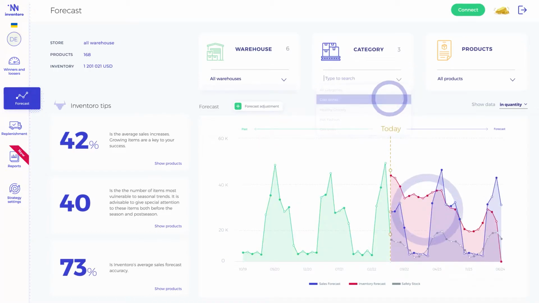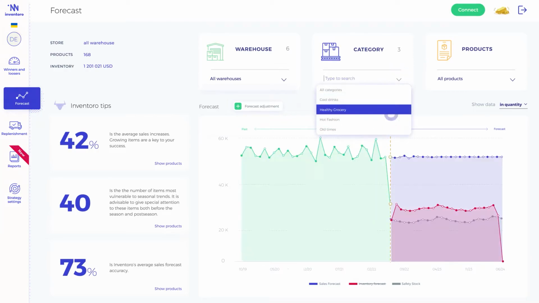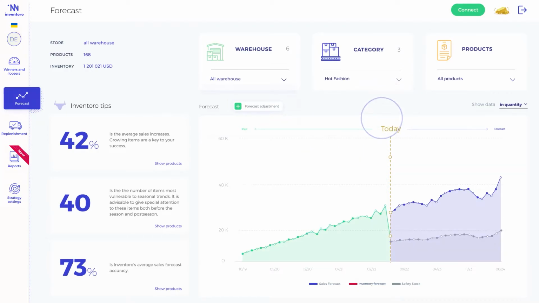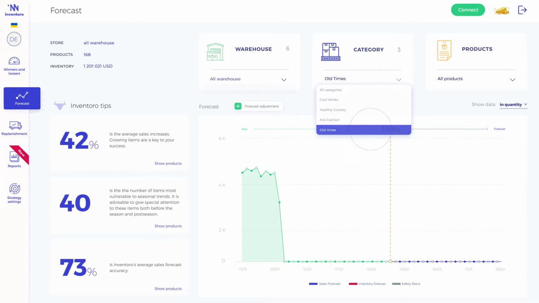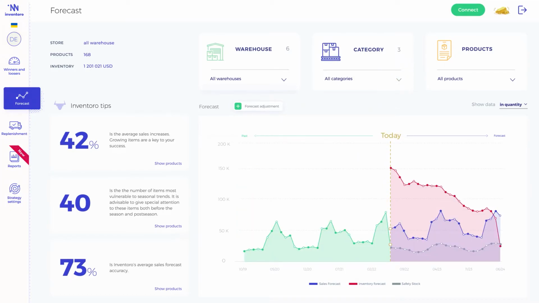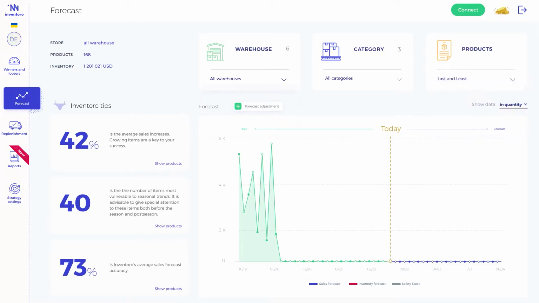Category filter. Here, you can see sales forecast on product category level. When you add a new product to an existing category, we start with the history of this category, and you can see if it is strongly seasonal or has other special patterns, if it has an increasing or decreasing trend. And products filter. Here you can see sales forecast on individual products level.